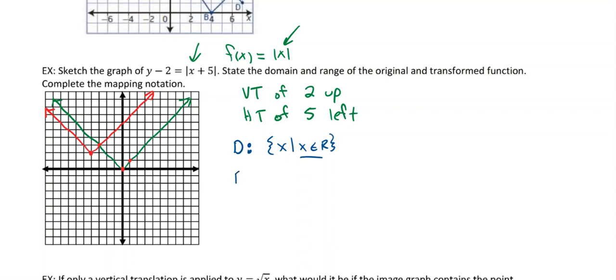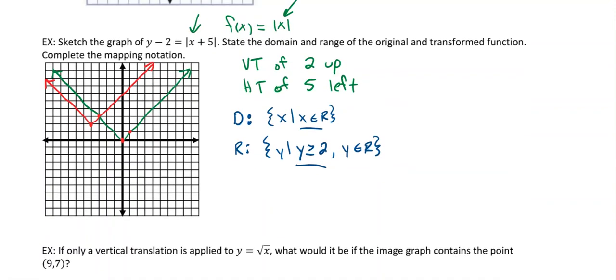Okay, and our range. This is the only one that's going to change here, right? So our range is going to be Y such that, and then what's Y going to be? Y would always have to be greater than or equal to 2. And then the full thing, I guess, would be where Y is a member of the real numbers. But again, typically you just write Y is greater than or equal to 2, and that's fine.